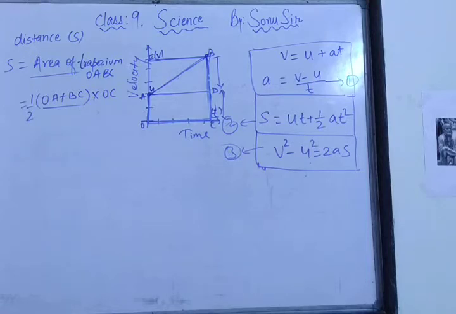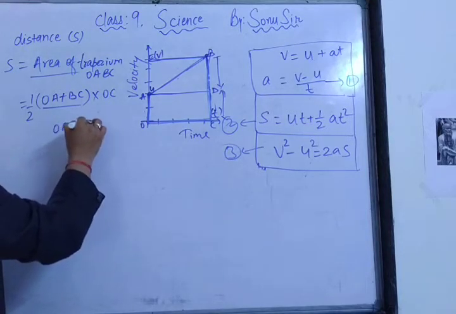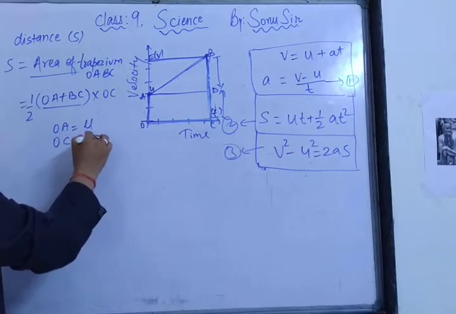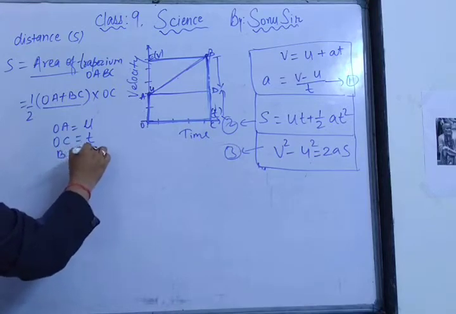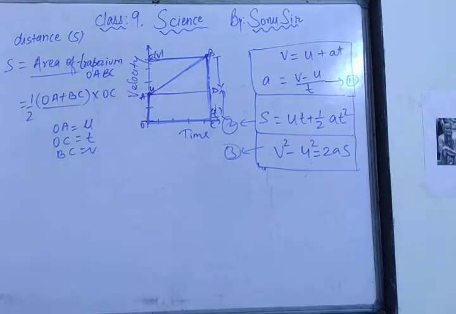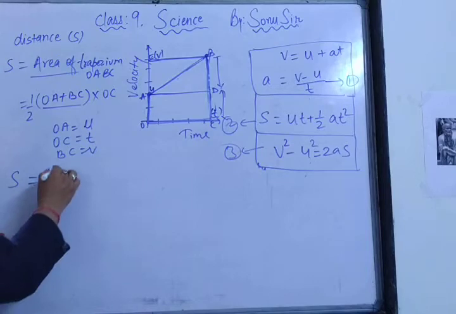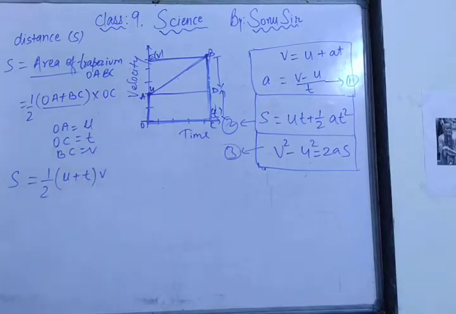So can you tell me what is OA, what is BC and what is OC? OA is equal to initial velocity. OC is equal to time and BC is equal to final velocity. Right? Can we write this? So what will be the value of S? S is equal to half into U plus V into T. Definitely we can write.